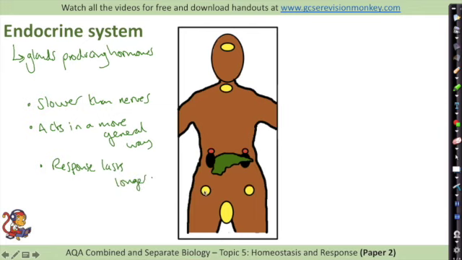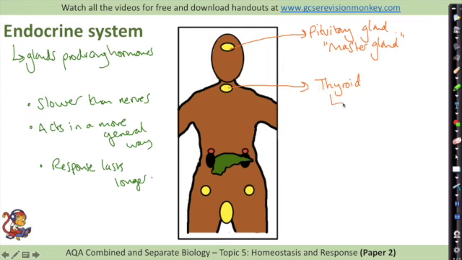Now there are several endocrine glands that you need to be aware of. The most important one here in your head is called the pituitary gland, and that has got a little bit of a nickname called the master gland, because that is often responsible for switching on and off other endocrine glands in your body. The one in your throat here is called the thyroid gland. That produces a hormone called thyroxine. The pituitary gland produces lots of hormones that we'll talk about later as well.